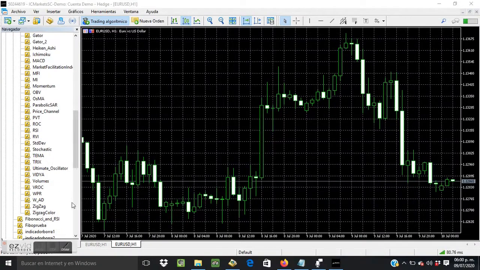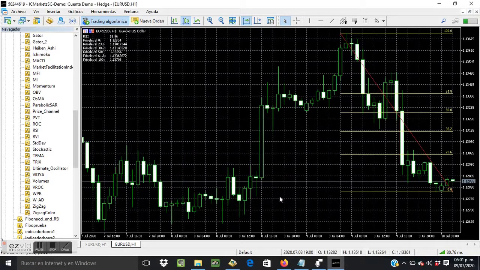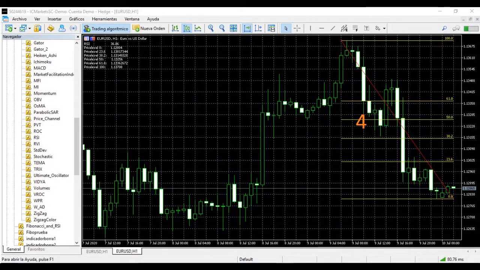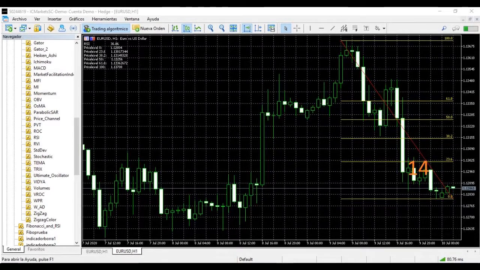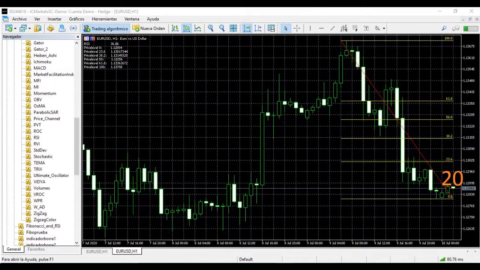The indicator only has 4 configurable parameters. The parameter number of candles is the number of candles that will be calculated for the indicator. If you set it to 20, the indicator will show Fibonacci for the last 20 candles. The period of the candles will depend on the time period of the chart.